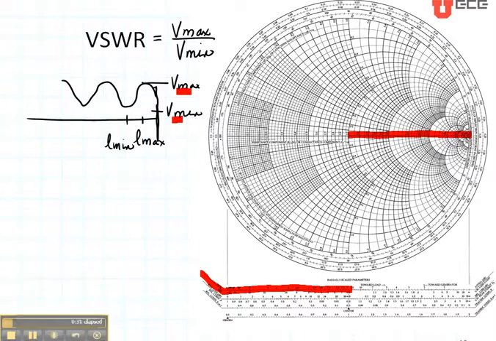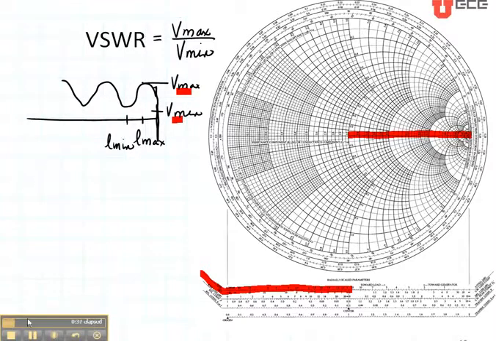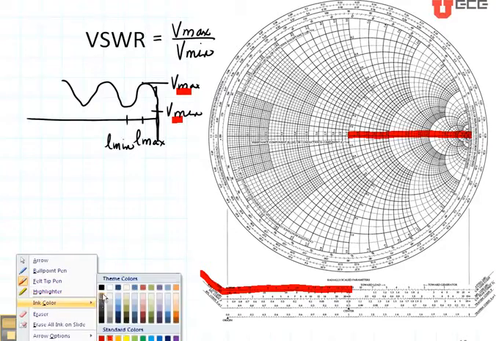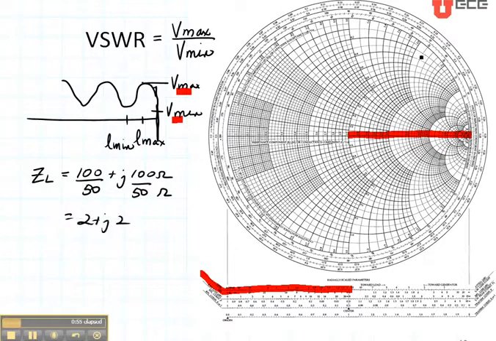So what we do is we plot the load impedance, or whatever other location we want to find the standing wave ratio. And let's say that ZL is 100 + j100 ohms on a 50 ohm transmission line. So we're going to plot 2 + j2. That's right here, where the imaginary part is 2 and the real part is 2. Here is our ZL value.